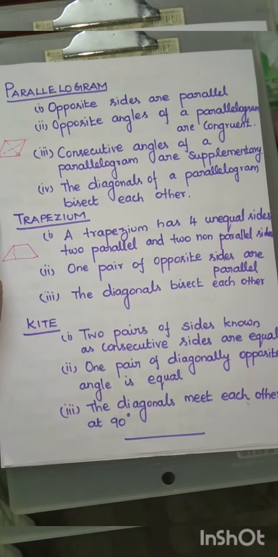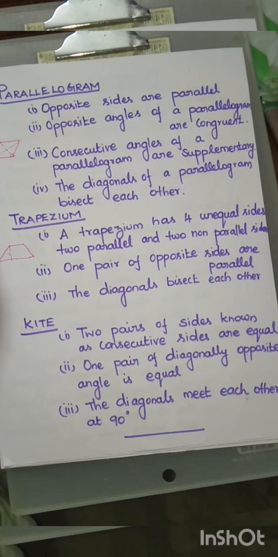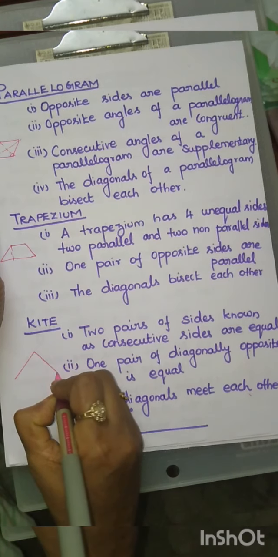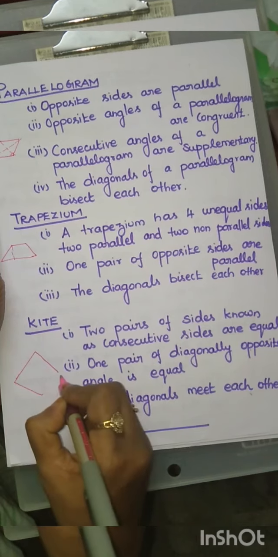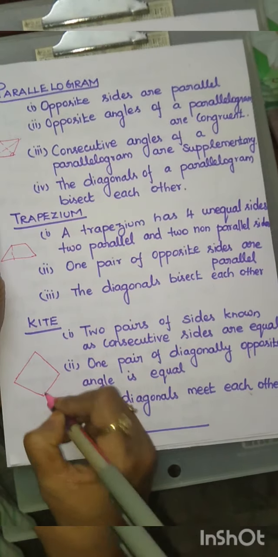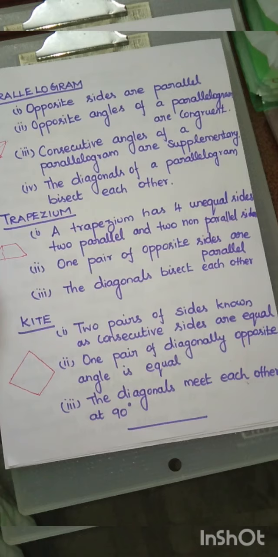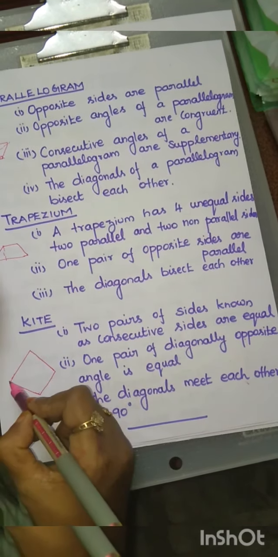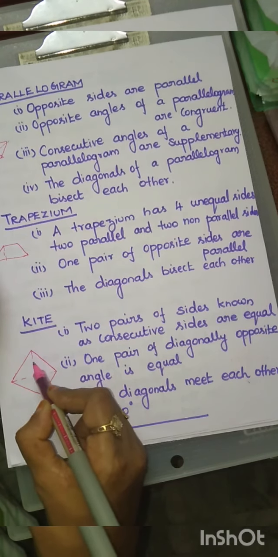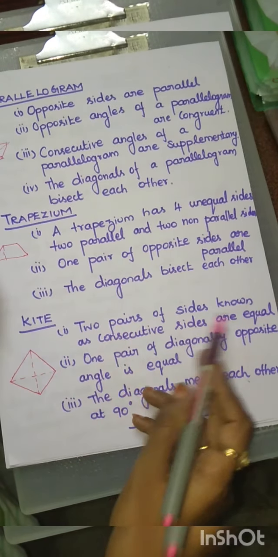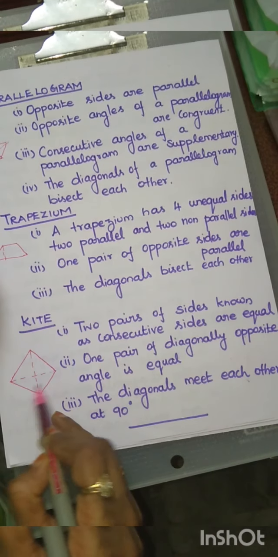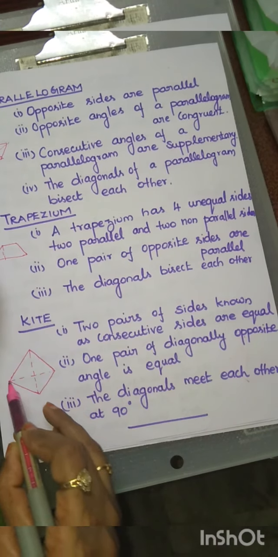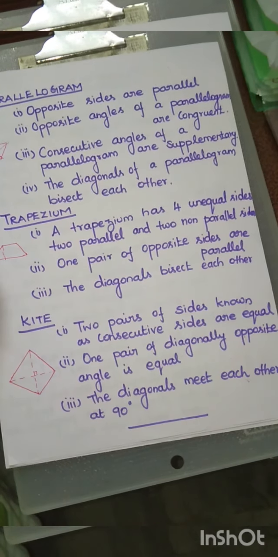The next one, kite. Two pairs of sides known as consecutive sides are equal. Okay. This is a kite. One pair of diagonally opposite angles is equal. The diagonals meet each other at 90 degrees. Okay. These are the properties of a kite. Two pairs of consecutive sides are equal. One pair of diagonally opposite angles is equal. The diagonals meet each other at 90 degrees. That's all.